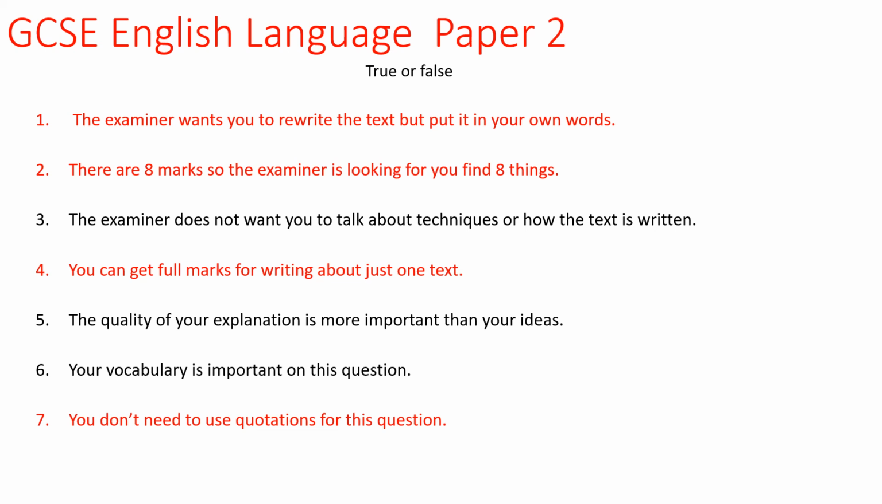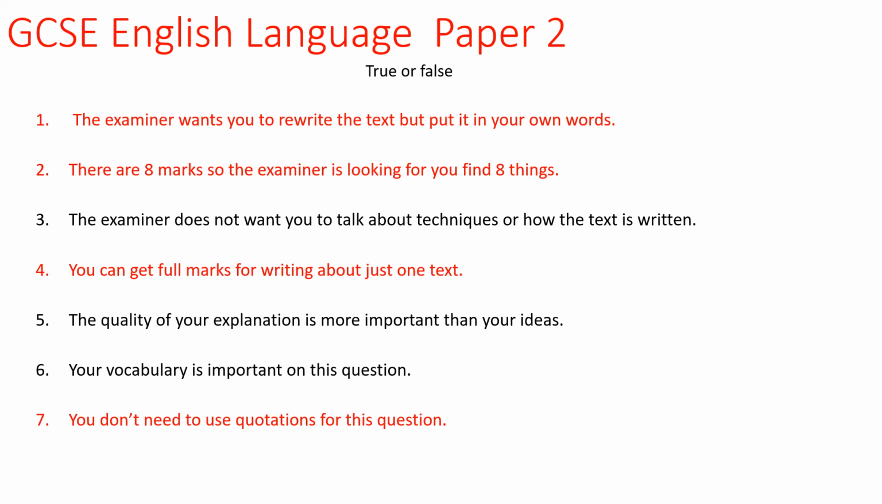Number two, there are 8 marks. The examiner is looking for you to find 8 things. That's incorrect. There are not 8 things the examiner is looking for. There isn't even a list that the examiner is looking for. The examiner is marking you on your ability to explain an inference. That's what they want you to do.